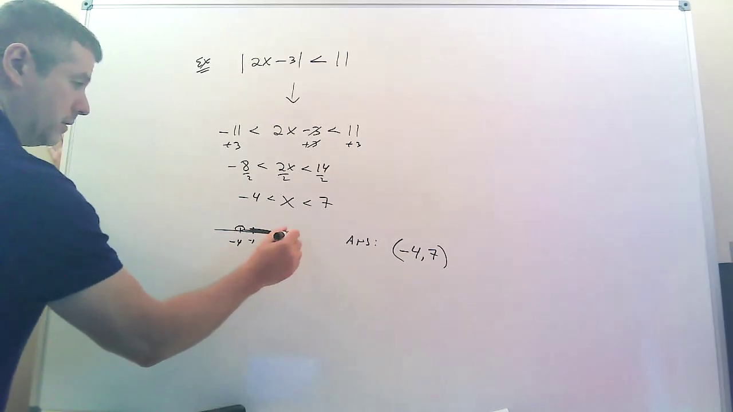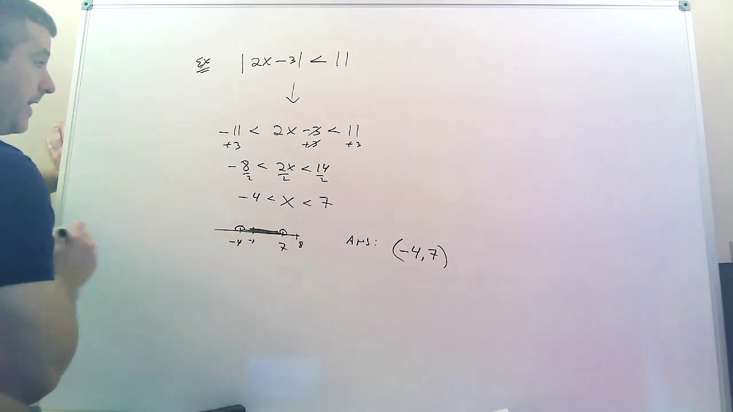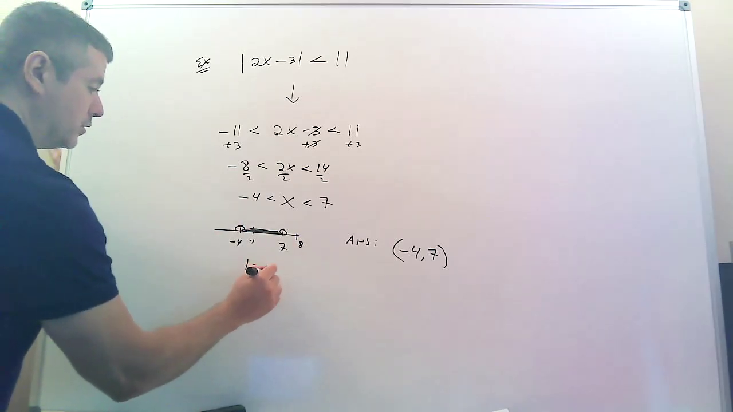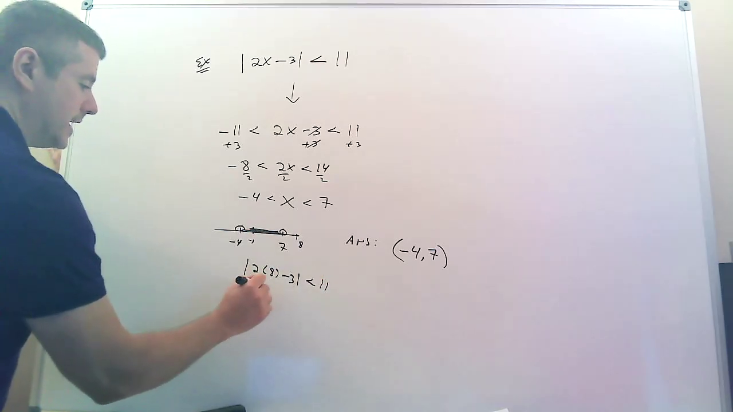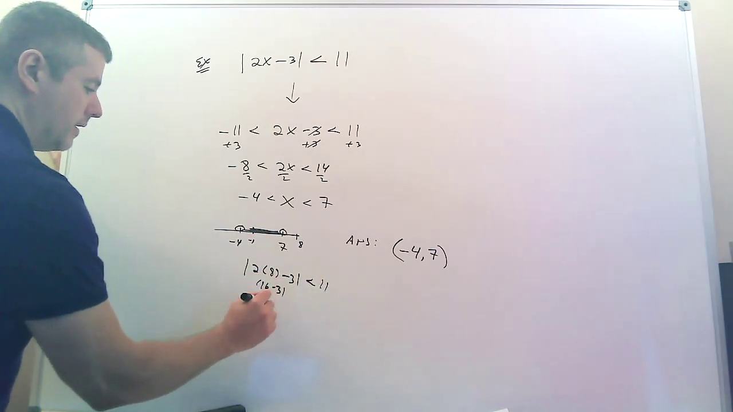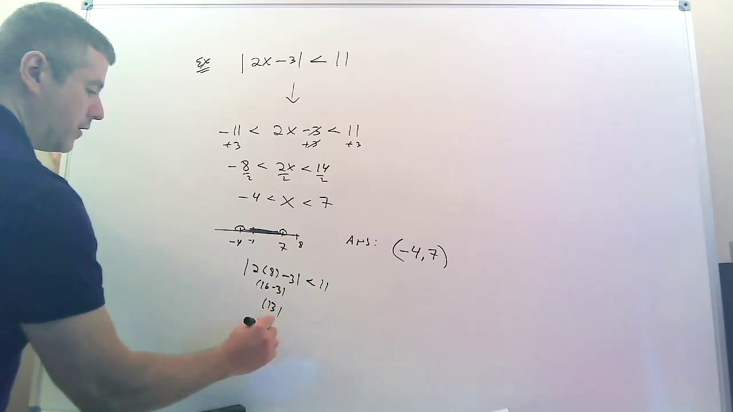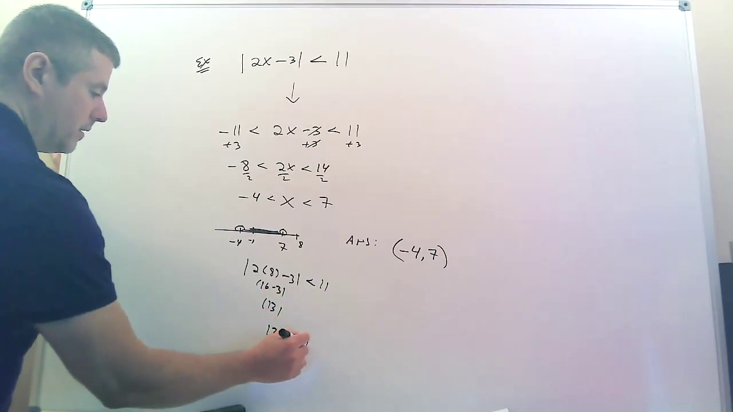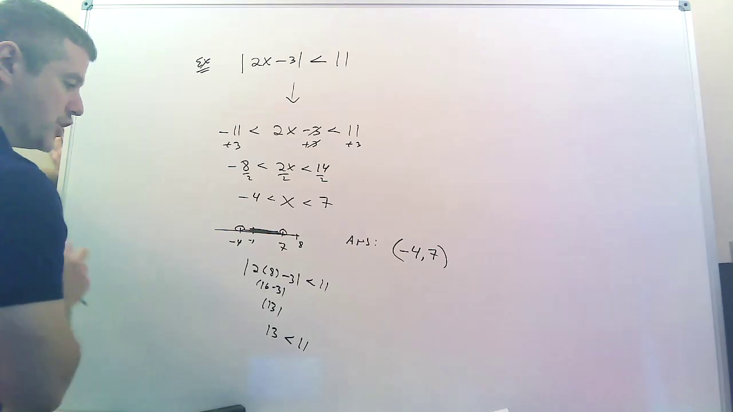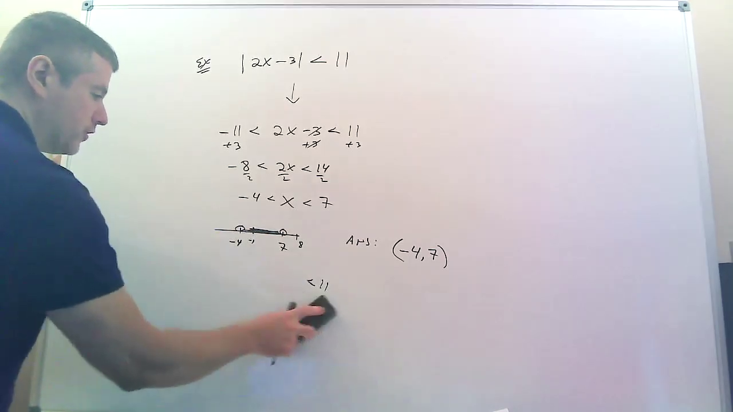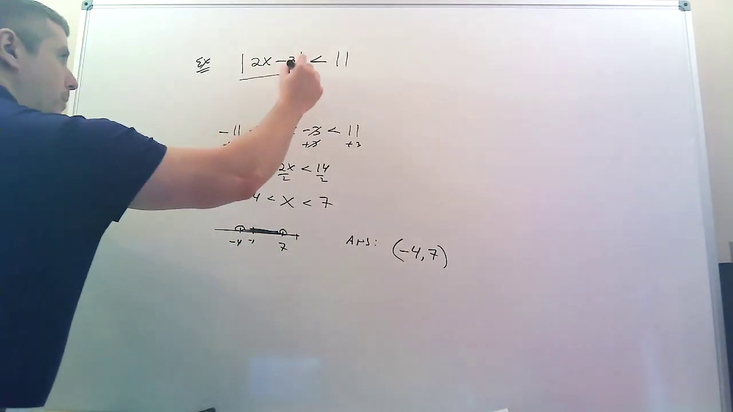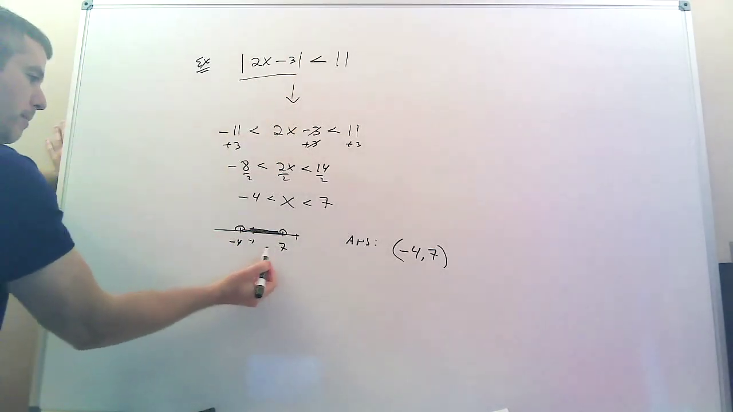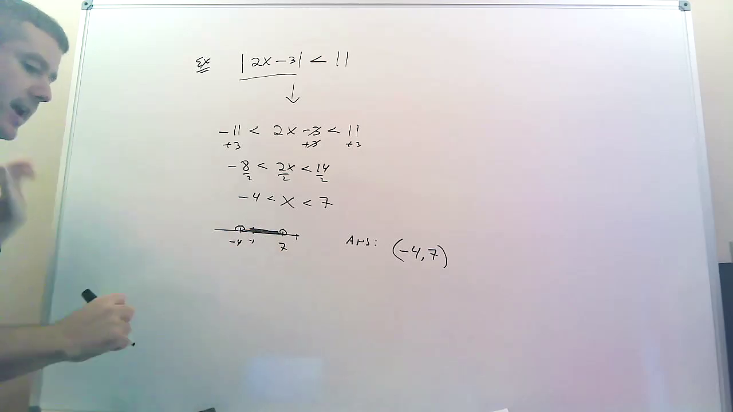Now check this out. I'll pick a number bigger. I'll pick 8. I'll pick a number that's not in that range. Absolute value of 2 times 8 minus 3, less than 11. That's 16 minus 3. That's 13. Absolute value of 13 is 13. Is 13 less than 11? No, it's not. False. So you see that the only way this will be true is if you pick a number between 7 and -4.